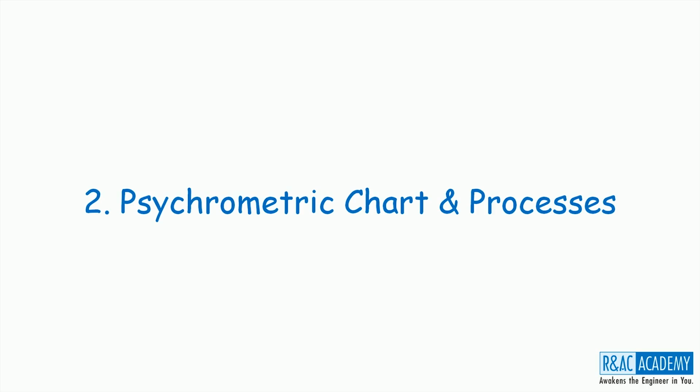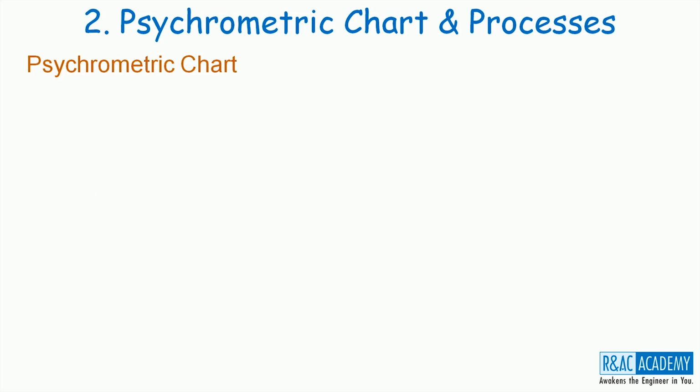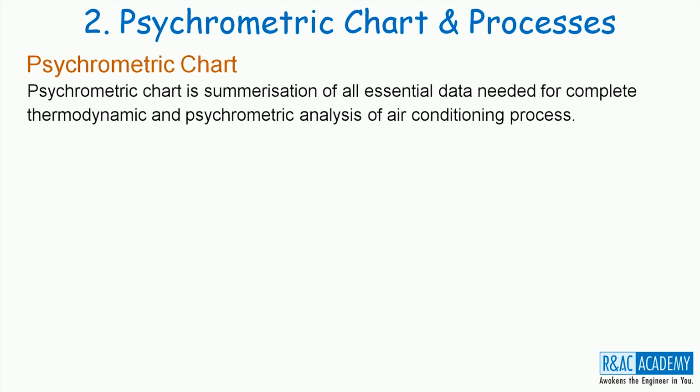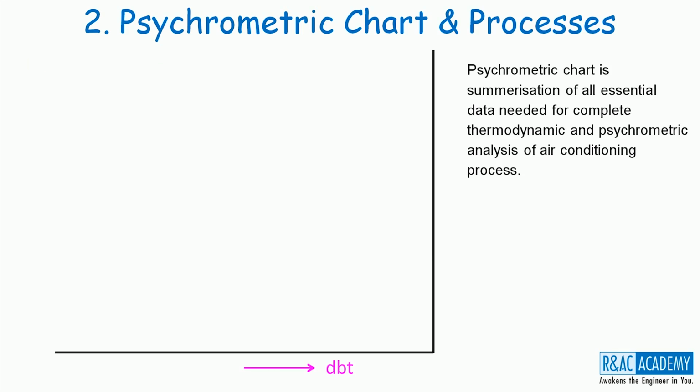This is the second lecture in the series of lectures on psychrometry. In this lecture, we will discuss both the psychrometric chart as well as psychrometric processes. However, let me start with the psychrometric chart. The psychrometric chart is a summarization of all essential data that is needed for the complete thermodynamic and psychrometric analysis of air conditioning processes. It has dBT on the x-axis and specific humidity or W on its y-axis.